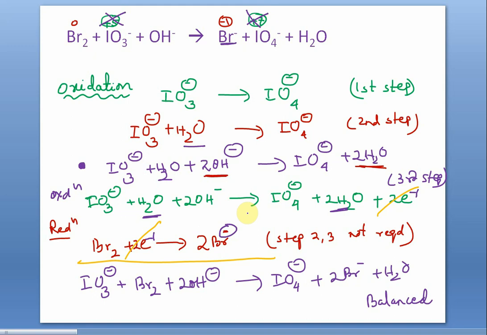Sometimes we shall see so many water molecules and so many OH minus ions appearing on both sides that unless you become very particular and attentive, you might miss. So while balancing an equation, you have to be very, very attentive, right? Now, this is a very simple type of equation where this is 1 water, this is 2 water. So the remaining water is 1 in the RHS. So only 2 OH minus in the LHS, no OH minus in the RHS. So this is the balanced equation, ready by adding the 2 steps and cancelling the electrons.